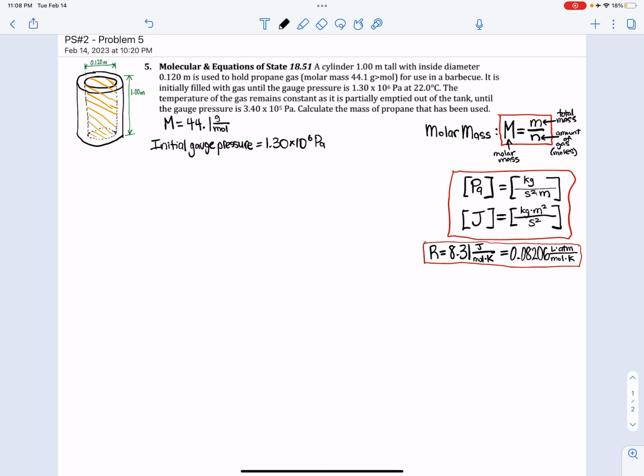The other thing that was given was the temperature, which according to the problem, remains constant. So the initial temperature is the same as the final temperature, so let's just call that T, and that is equal to 22 degrees Celsius. Okay. The other thing is we're also given the final gauge pressure right here, and that final gauge pressure has a value of 3.40 times 10 to the 5th pascals.